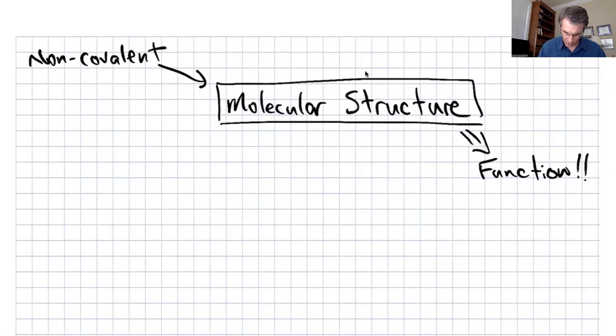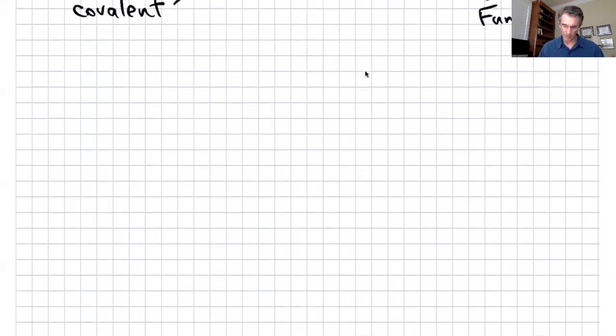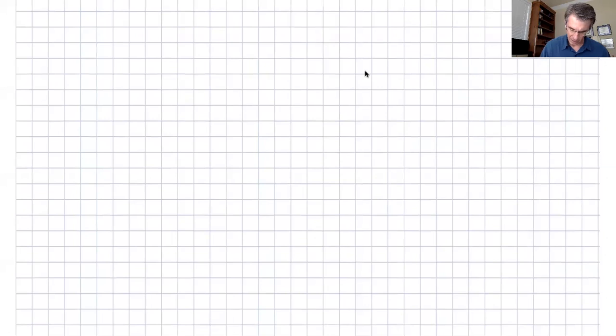Today, we're going to start thinking about covalent structure, right? And how covalent structure and some of the properties of that covalent structure lead to other aspects of molecular structure that are really critical for the function of an important biological molecule. And the important biological molecule we're going to be worrying about today is, of course, proteins, right?